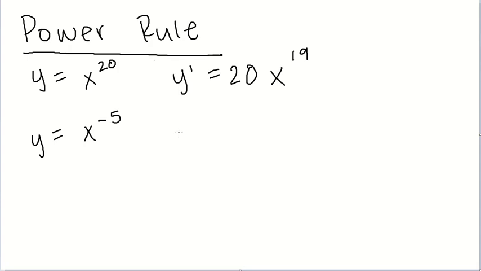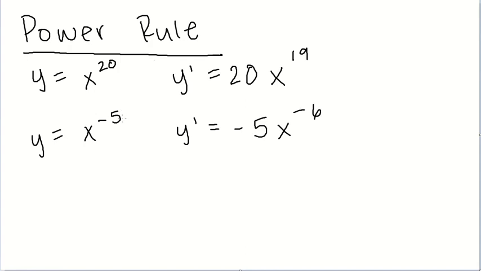So if this is my y, and I wanted to find y prime, again, whatever my exponent is, I would put that out front. So the negative 5 is going to go out front. And then I'm going to subtract 1 from my exponent. Now be really careful here. We're subtracting 1 from a negative number. So we're taking negative 5 and we're subtracting 1. So that's going to turn into negative 6, right? Negative 5 minus 1 is negative 6.